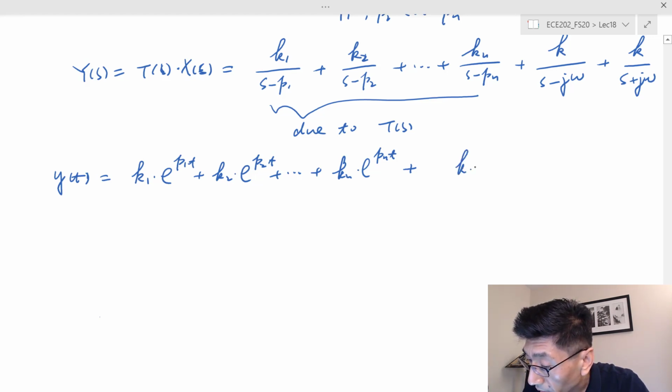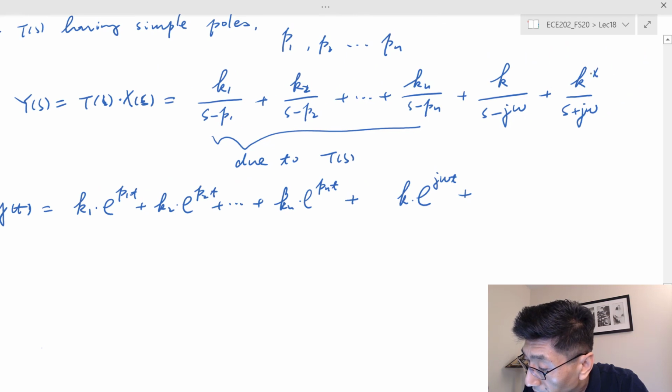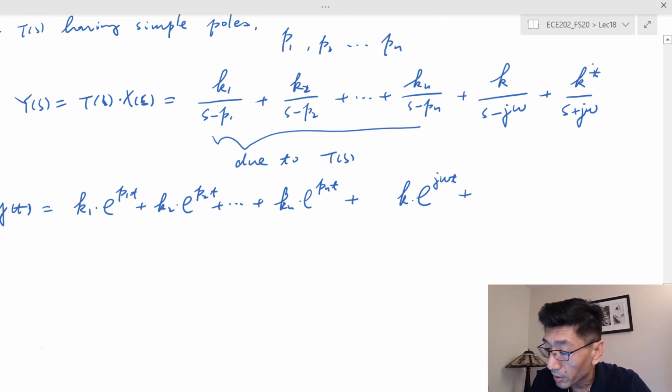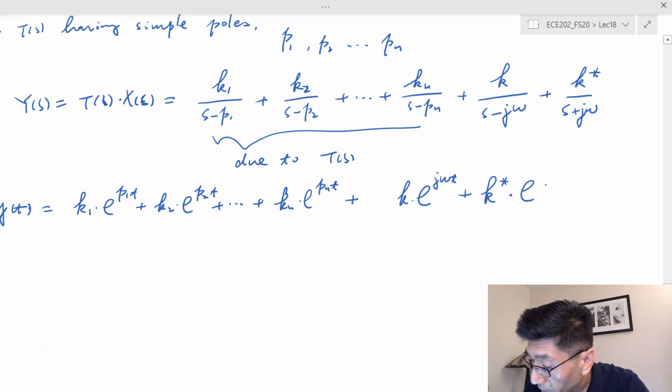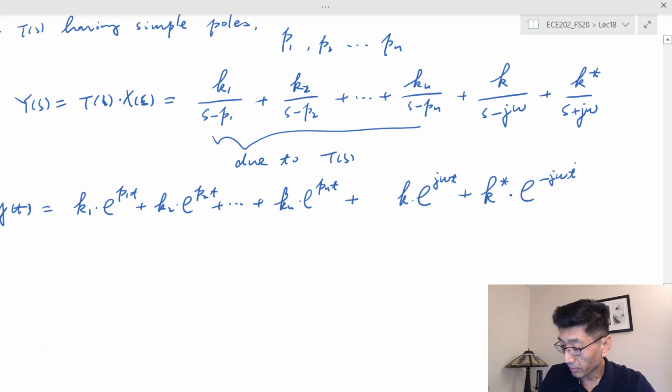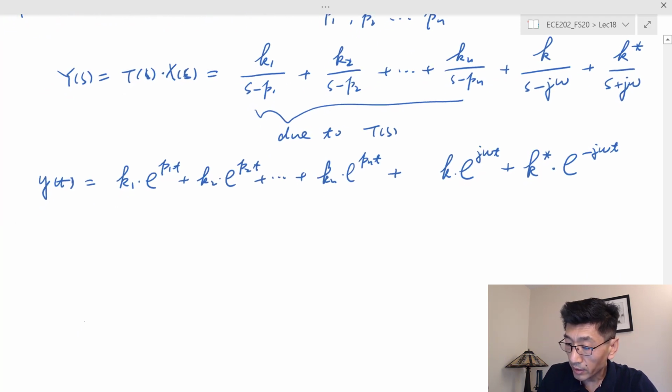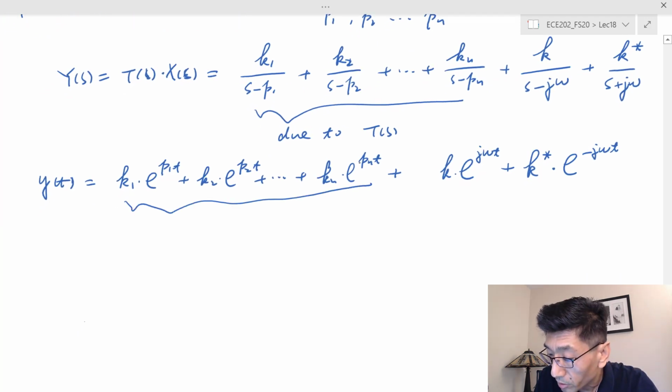And then for the last two terms, we're going to have K times e^(jωt), right? And plus, this last one, the residues should be conjugate pairs. So I should have K conjugate times e^(-jωt). Okay? And in this case, this part is still due to T(s), and we call this the natural response.